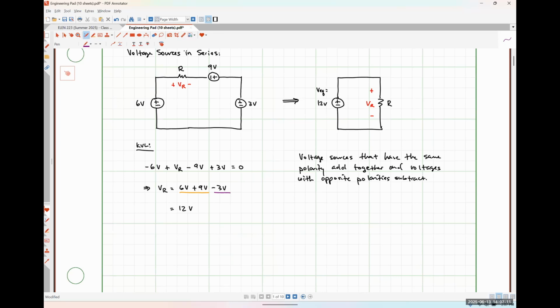If we had gone the opposite direction around our circuit, we would have wound up getting the same results because once again, we would have seen that the 9-volt source and the 6-volt source would have had the same polarity because we saw their positive polarity terminals first, and the 3-volt source would have been the opposite polarity because we saw the negative polarity terminal first.